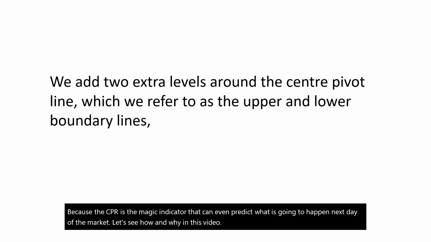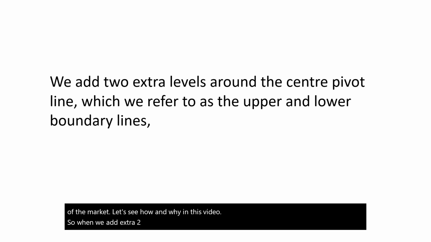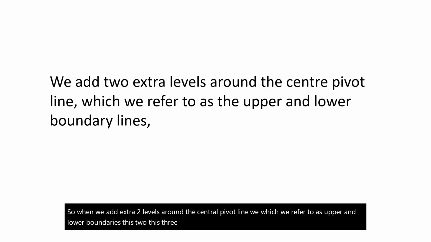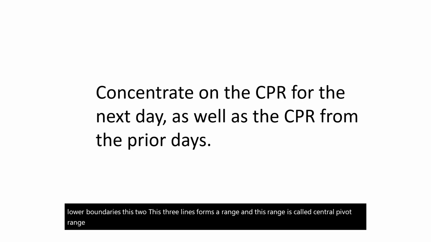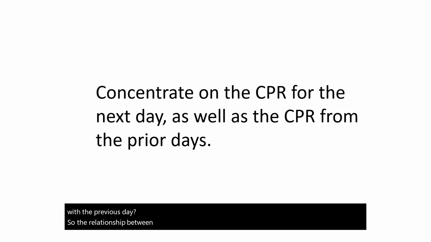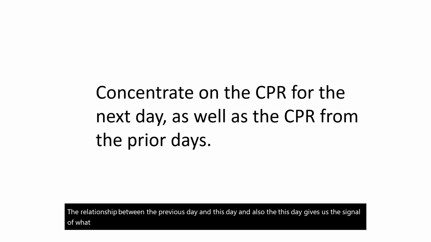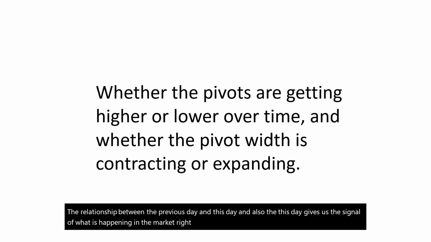So when we add two extra levels around the central pivot line, which we refer to as the upper and lower boundaries, these three lines form a range, and this range is called the central pivot range. So how are we going to measure with this CPR? We are going to compare it with the previous day. The relationship between the previous day and this day gives us the signal of what is happening in the market right now and even tomorrow.